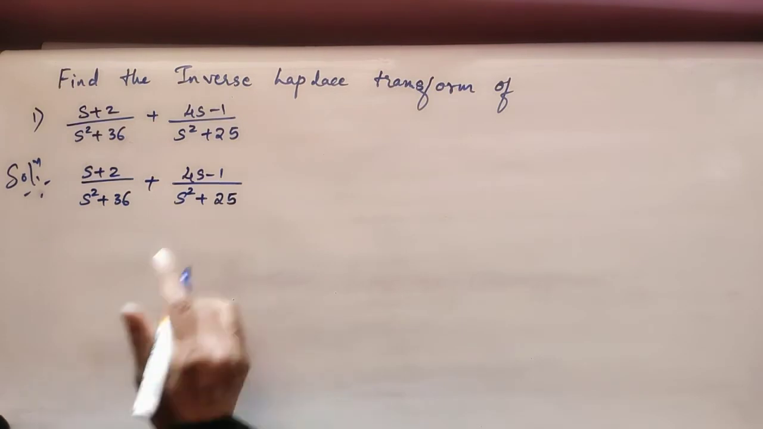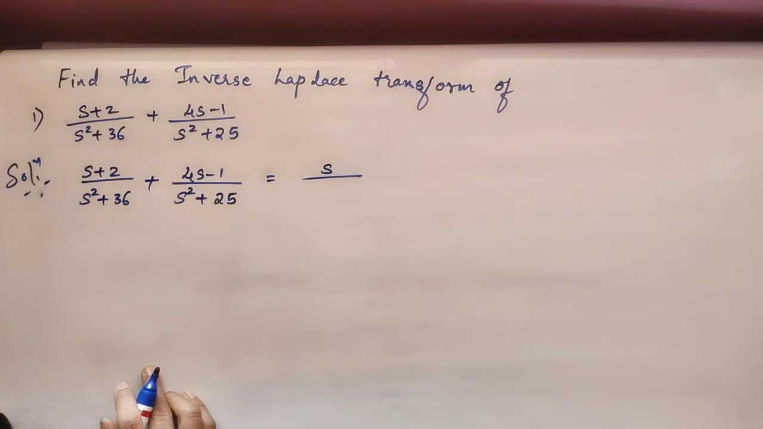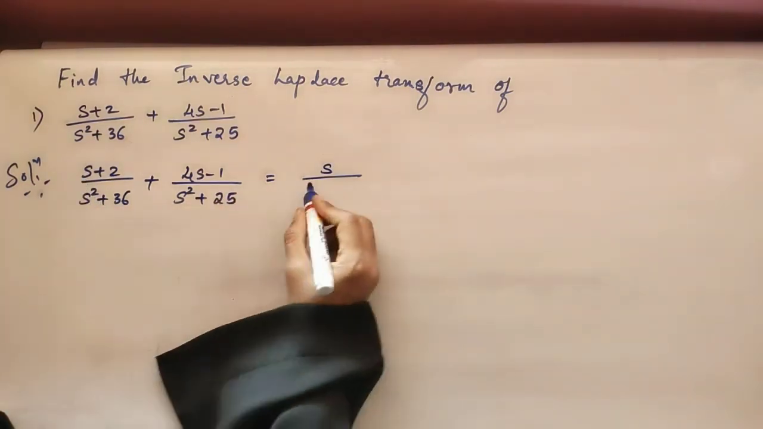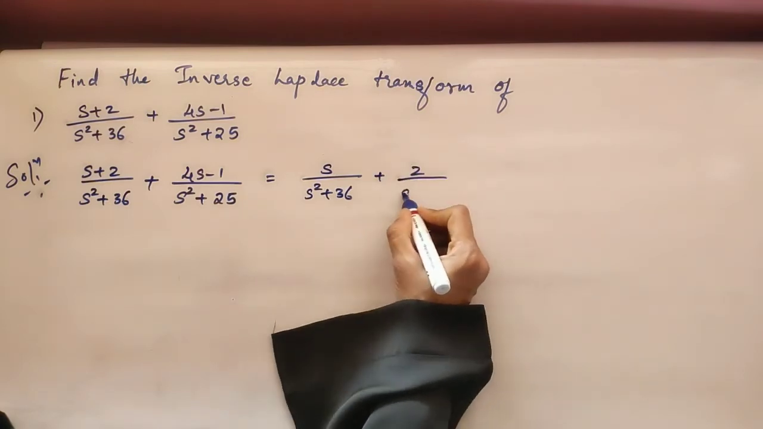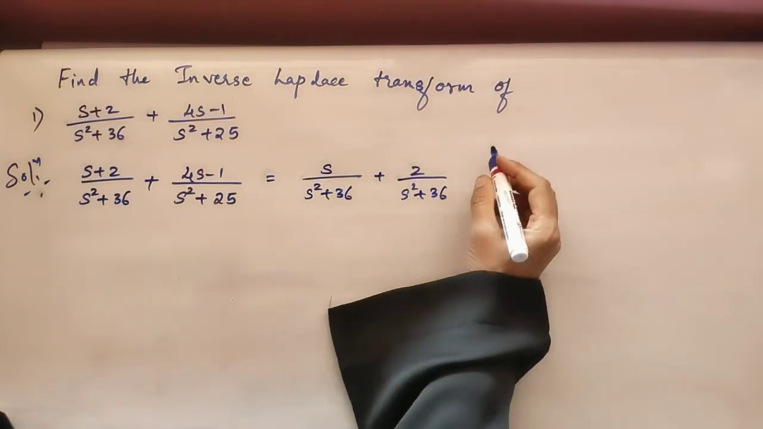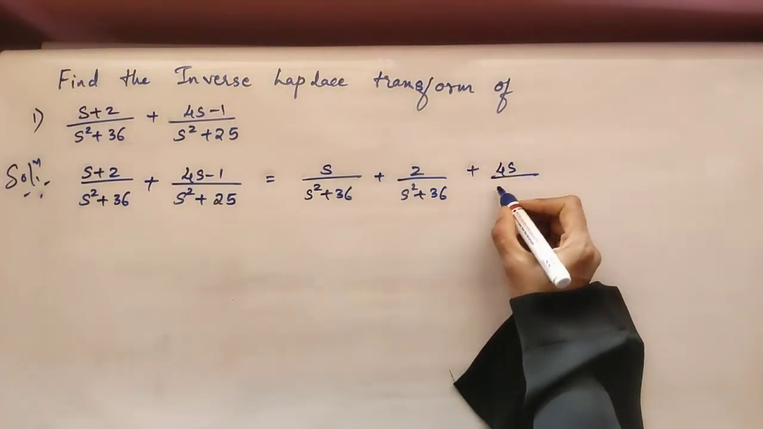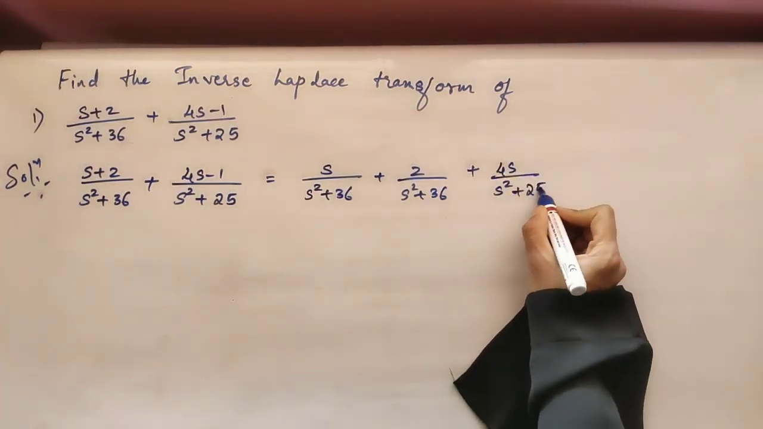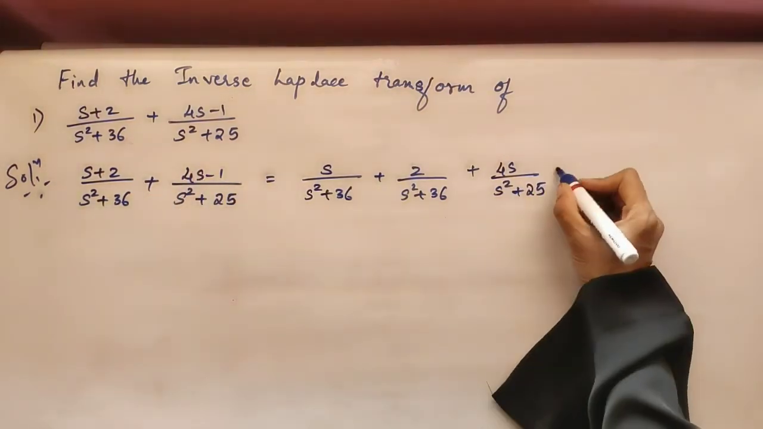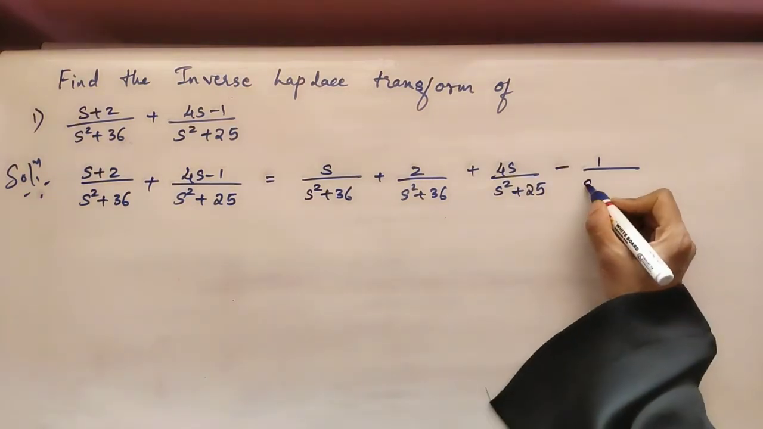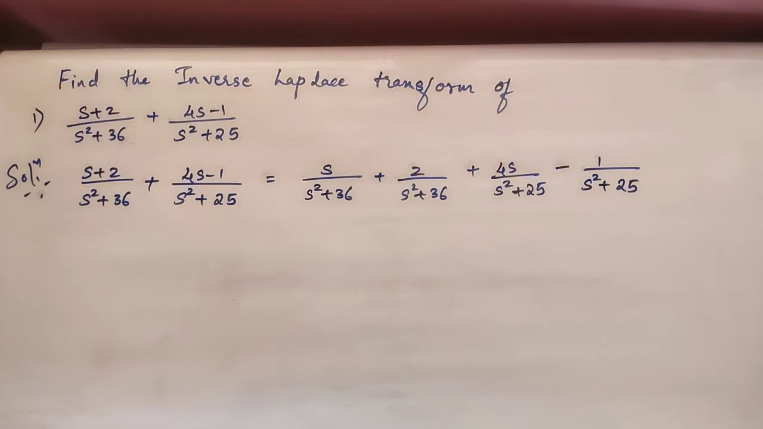Okay, let us separate all the terms so that we can take the inverse Laplace transform easily. You can write it as s divided by s square plus 36 plus 2 divided by s square plus 36 plus 4s divided by s square plus 25. Finally, plus into minus, it's minus 1 divided by s square plus 25. Now you'll have separated all the terms.